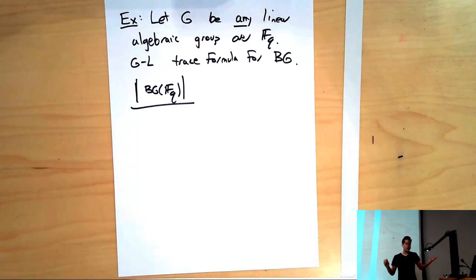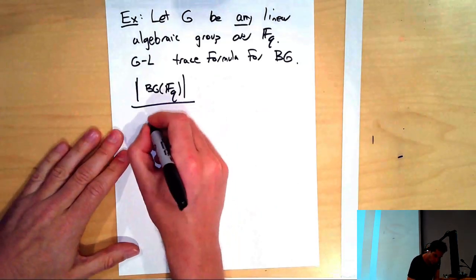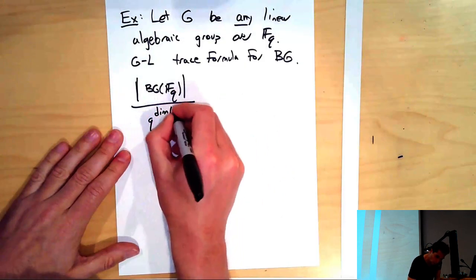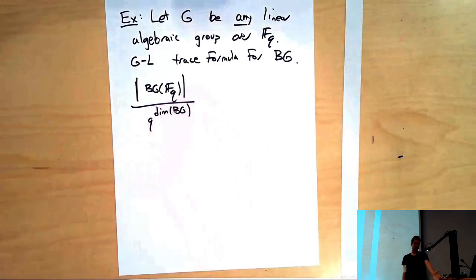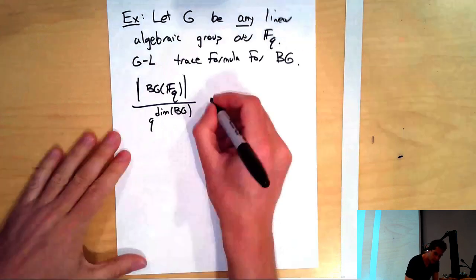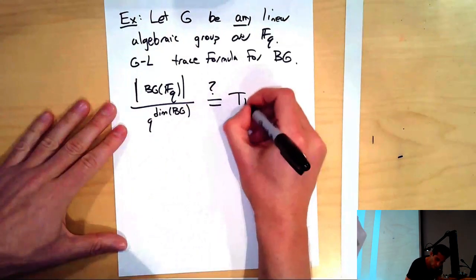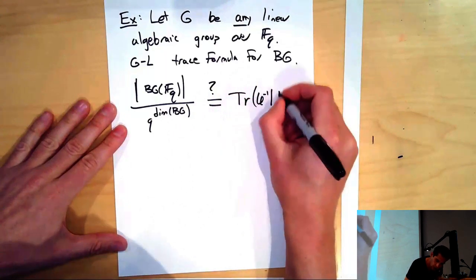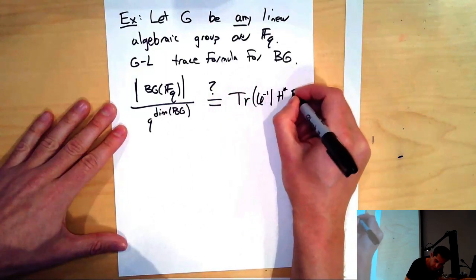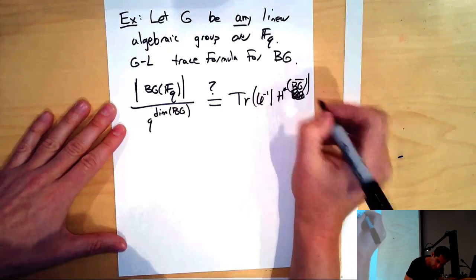And let's see what the Grothendieck-Lefschetz trace formula translates to using this analysis. So the left-hand side, remember, is something like the number of Fq points of BG divided by your back-of-the-envelope estimate for what that should be. And you're asking whether or not that's equal to the trace of Frobenius inverse on the cohomology of, sorry, not Bun G, BG.